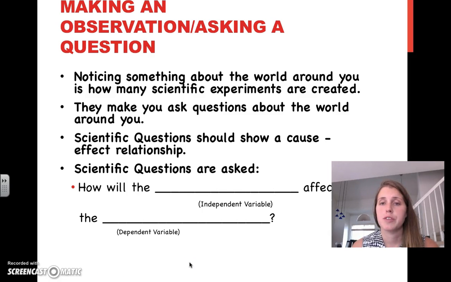So making an observation or asking a question starts with you noticing something about the world around you and being like, oh wow, that's interesting. I have a question about maybe how that works. Scientific questions should always show a cause and effect relationship, so we're looking for the relationship between two things. They're often asked in the form, how will the whatever you choose for your independent variable affect the whatever you choose for your dependent variable?